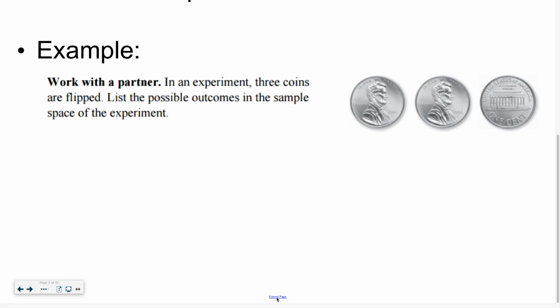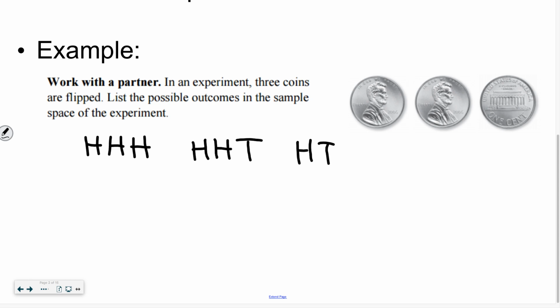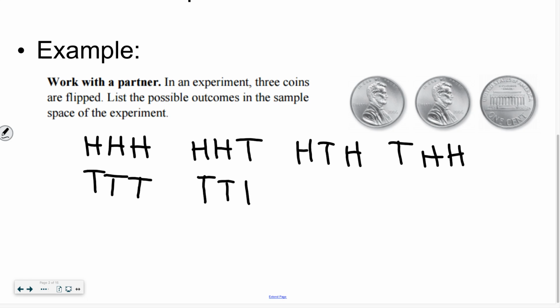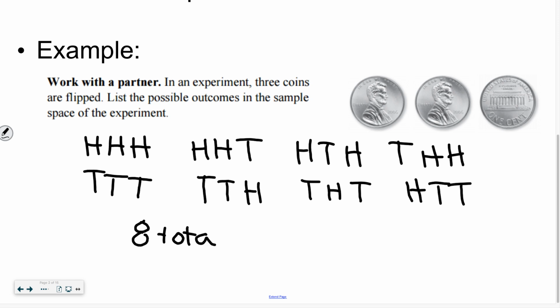Okay, I'm going to list mine. Heads, heads, heads. Heads, heads, tails. Heads, tail, heads. Tail, head, head. Tail, tail, tail. Tail, tail, head. Tail, head, tail. Would that be head, tail, tail? You have 8? Yes. Okay. If you don't have 8, you're missing one. See if you can find it and let us know if you can.